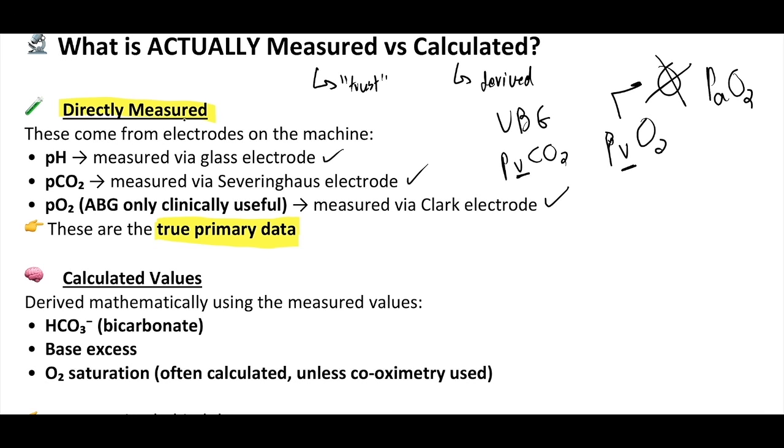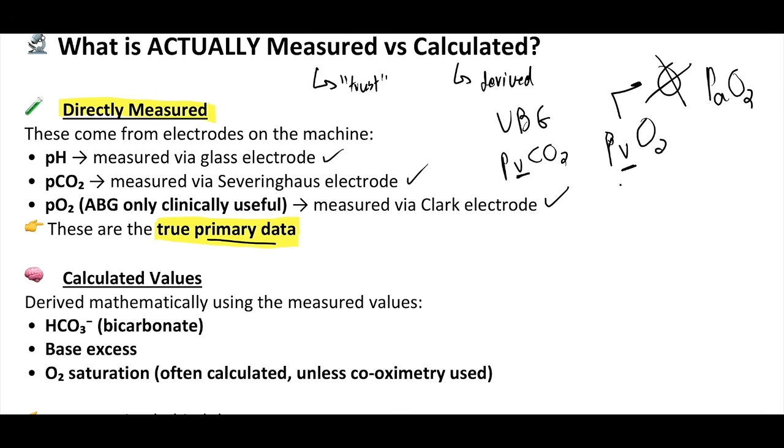So don't mistake directly measured and kind of true primary data as accurate in terms of it showing what you hope it shows, but it is accurate in the sense that it is a directly measured variable within the type of blood gas you send, right? So the pH, the PCO2, and the PO2 are all directly measured.